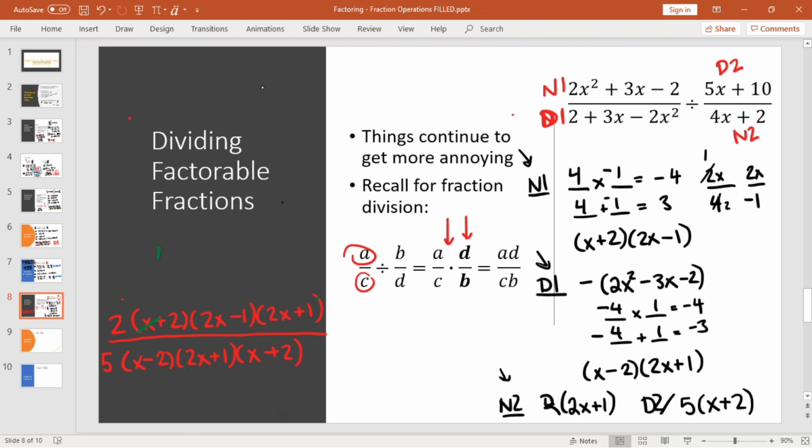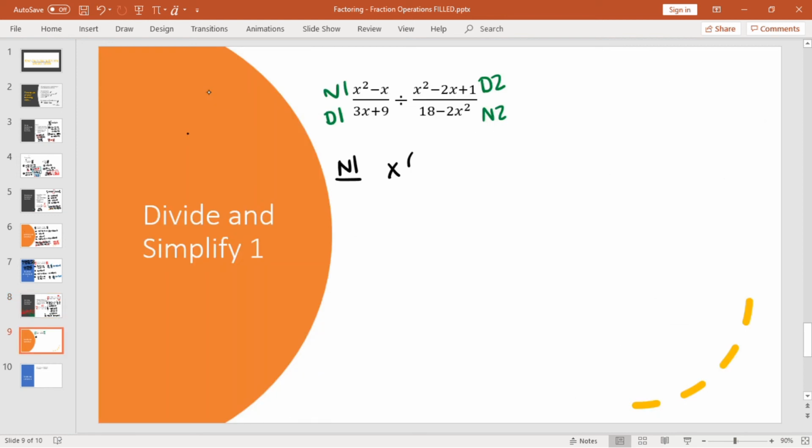Couple more examples. Here we go. So while I'm here, n1, d1, and when they flip, this will be n2, and this will be d2. Okay, for n1, common factoring, nice and easy. Can take out an x, x onto x minus 1. For d1, common factoring, sweet. Take out a 3 onto x plus 3.